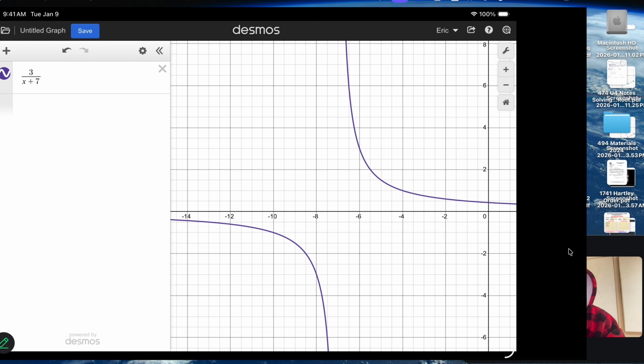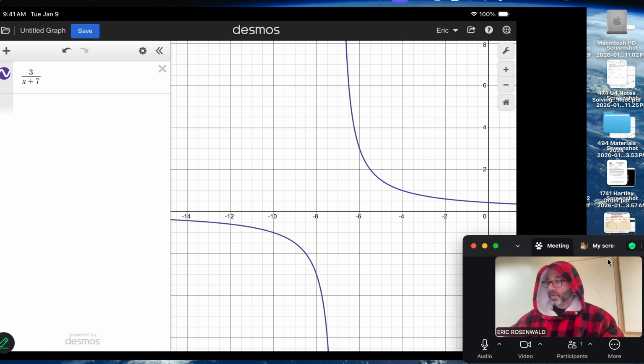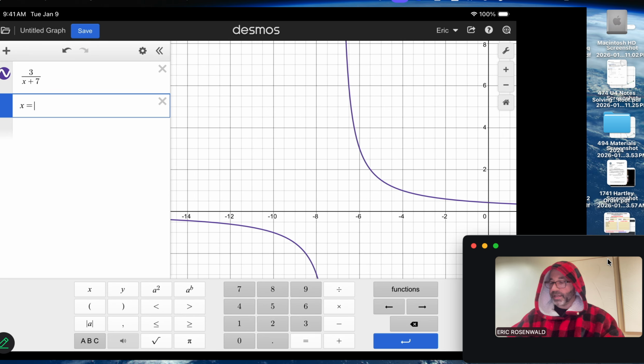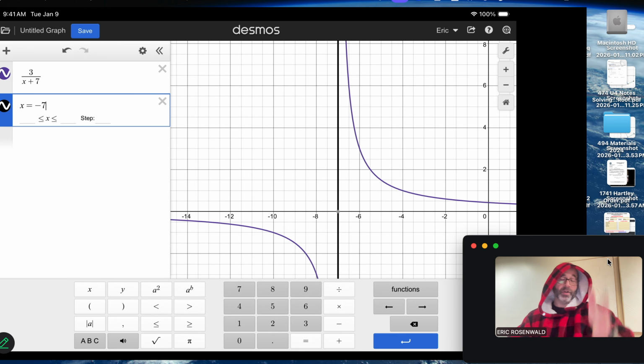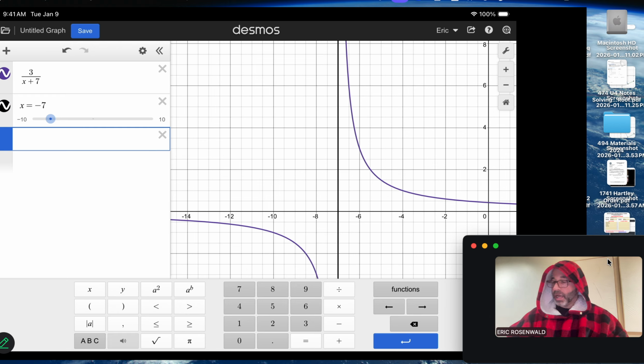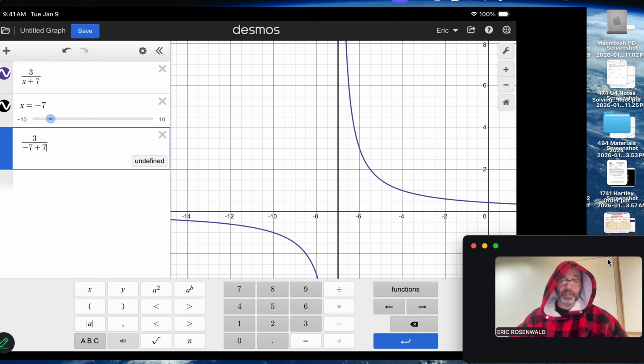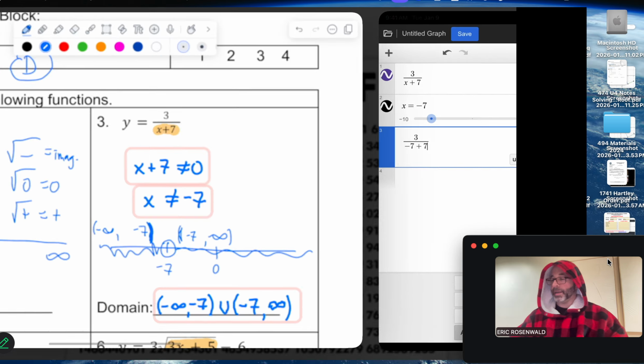Just to confirm it, if I was to say x equals negative 7, you would see that there's this vertical line that my graph gets really close to it from the right and really close to it from the left, but it never actually touches it, okay? And if I was to put in that negative 7, and I said 3 divided by negative 7 plus 7, you can see we get an undefined value there. Can equal anything, just not negative 7, okay?